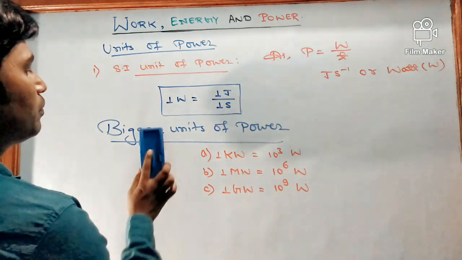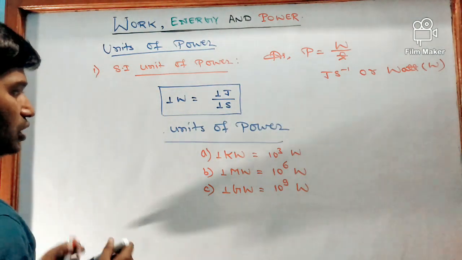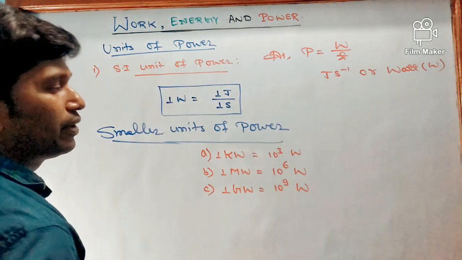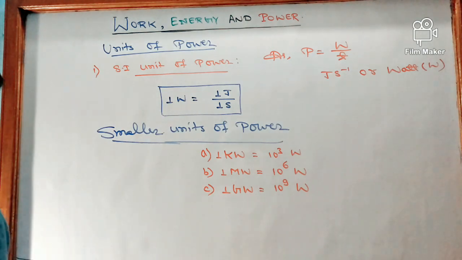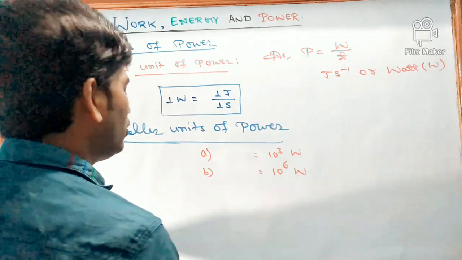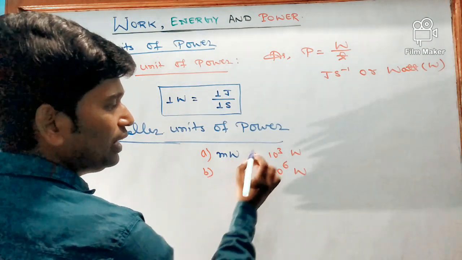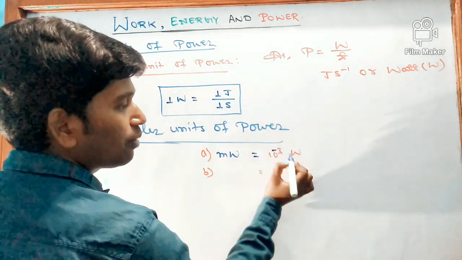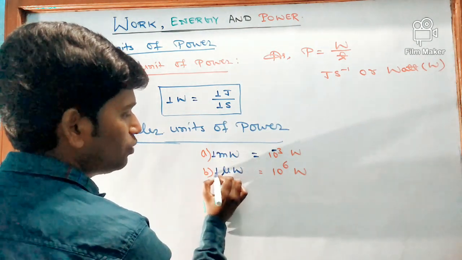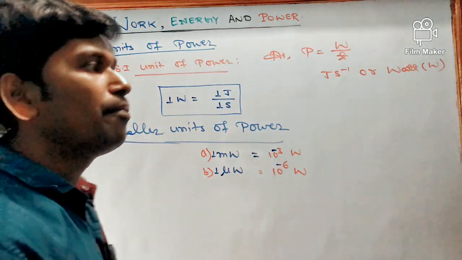We can also write some smaller units. We must know some smaller units also. Now like we used kilo, so we can use here milli, micro, like that term. So we can write milliwatt. 1 milliwatt is equal to 10 to the power minus 3 watt. 1 microwatt is equal to 10 to the power minus 6 watt. So these are the smaller units of power.